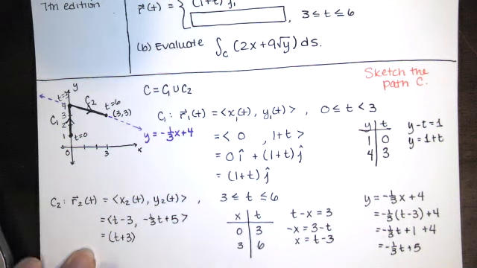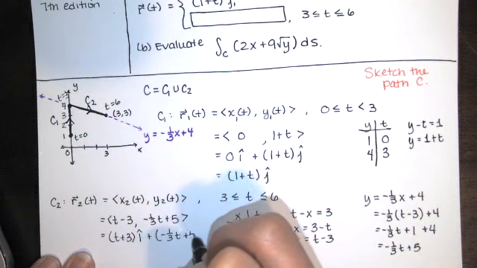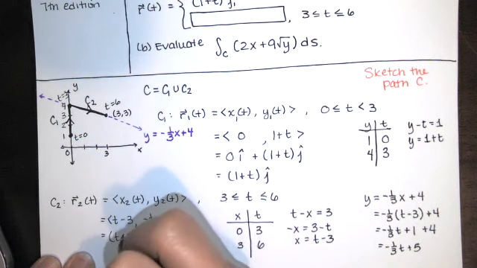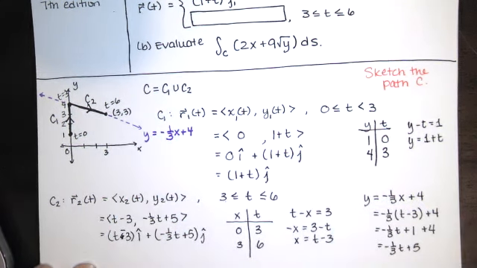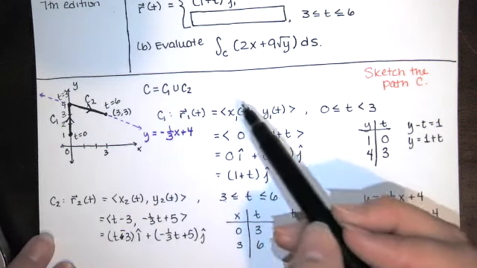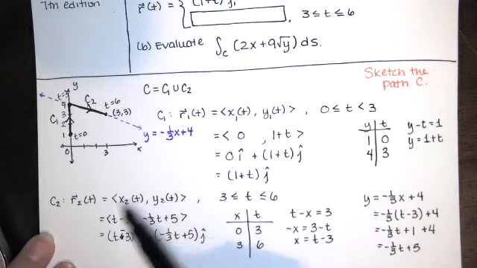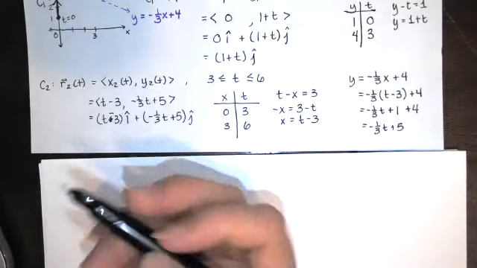You can write this, instead of writing it in component form like that, in terms of standard unit vectors i hat and j hat this way. It's t minus 3 times i hat plus the quantity -1/3 t plus 5 times j hat. And r of t is this on the interval from 0 to 3, and it's this on the interval from 3 to 6. So when we put those two pieces together, we get the answer to part A. That's our parameterization.